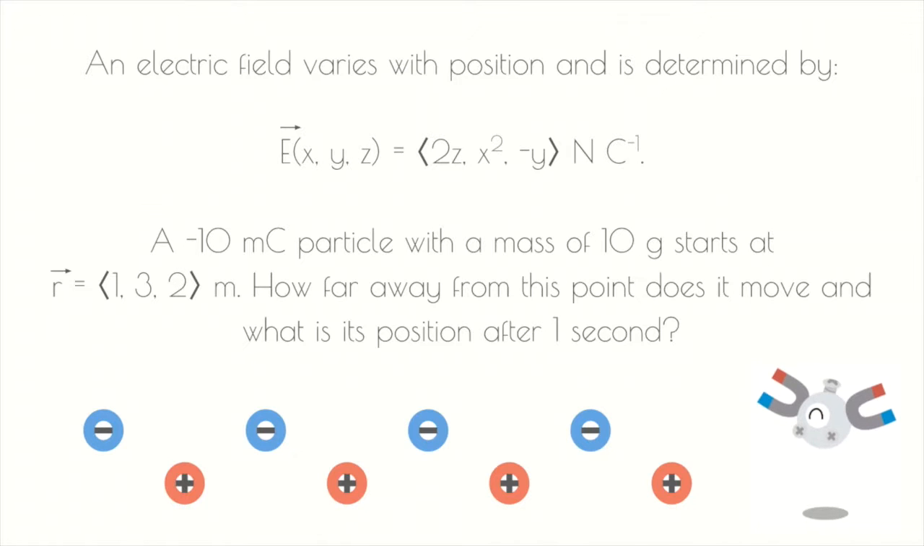An electric field varies with position and is determined by E(x, y, z) = <2z, x², -y> newtons per coulomb. A negative 10 millicoulomb particle with a mass of 10 grams starts at r = <1, 3, 2> meters. How far away from this point does it move, and what is its position after 1 second?